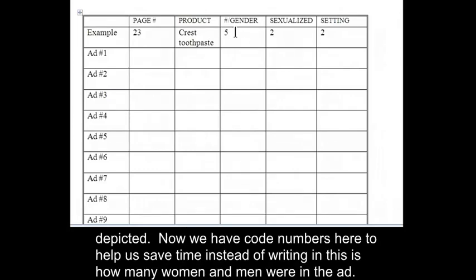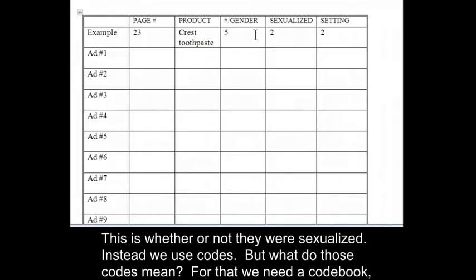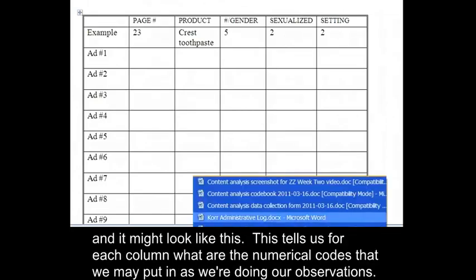Now we have code numbers here to help us save time instead of writing in, this is how many women and men were in the ad. This is whether or not they were sexualized. Instead we use codes. But what do those codes mean? For that we need a code book, and it might look like this.